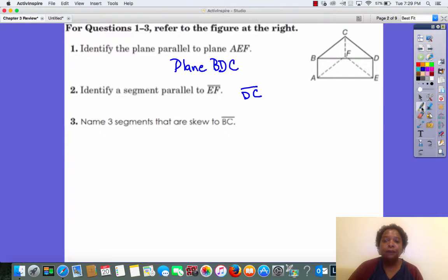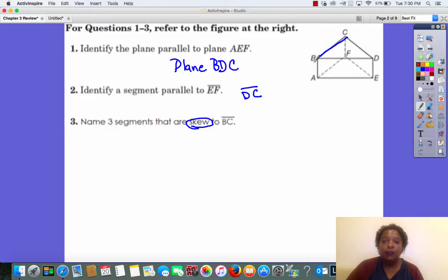And number 3, name 3 segments that are skew. Now remember what skew means. The lines are not on the same plane, they're not parallel, and they will never intersect. They will never touch each other. So let's start by identifying segment BC. And what we're going to do is a process of elimination. We're going to cancel out all of the line segments that are not skew.